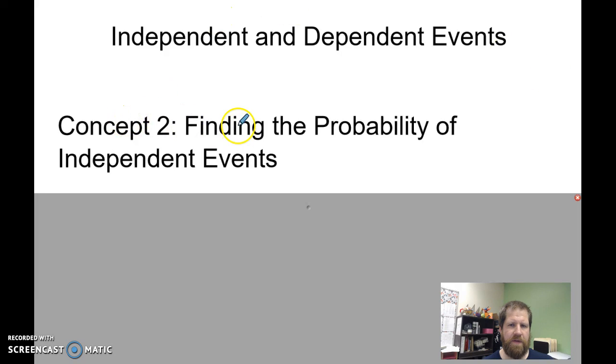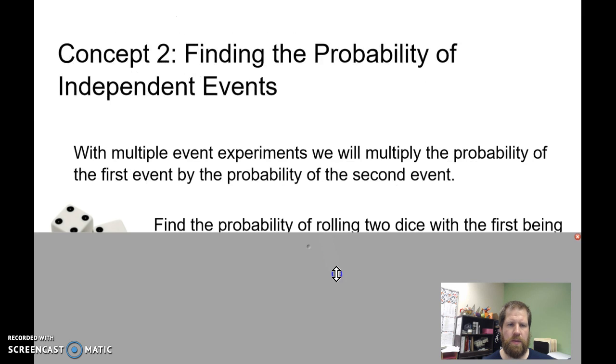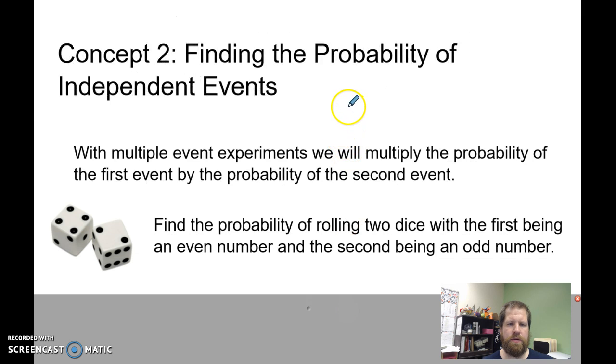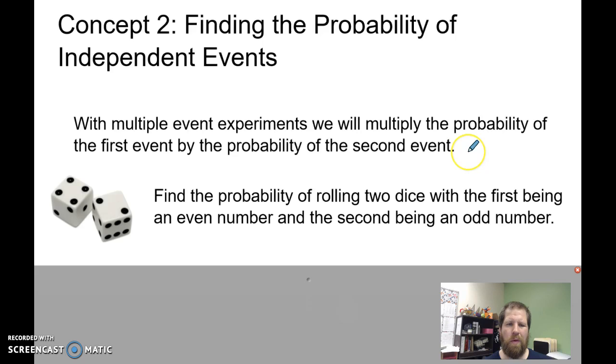Concept 2, finding the probability of independent events. All right, so remember, independent events are those that do not affect each other's outcome. So what we're going to do when we're looking at multiple events is multiply the probability of the first event by the probability of the second event.